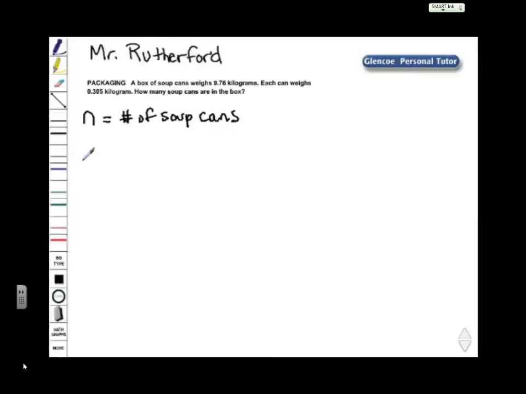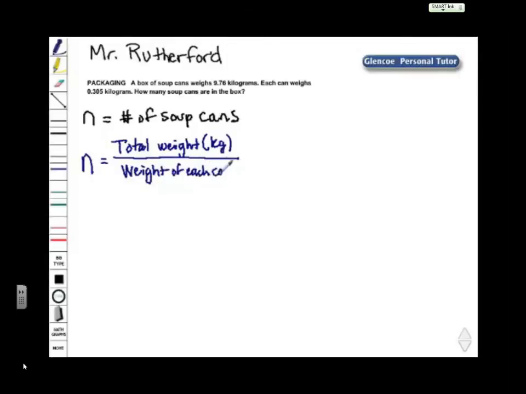So what we're going to do here is say that n, being the number of soup cans, is equal to the total weight, which in this case is in kilograms, over the weight of each can, which our units here will be kilograms per can. So let's fill in the numbers that we do know given in the information.